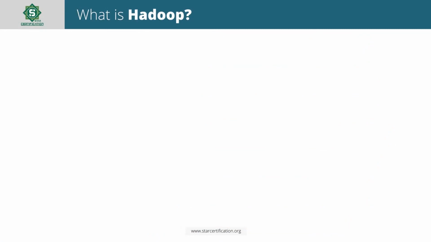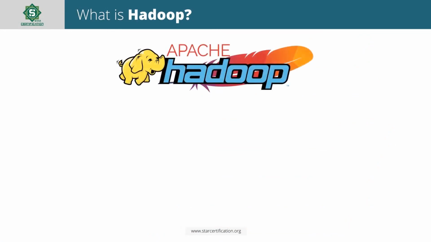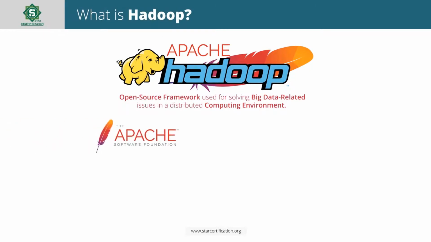What is Hadoop? Hadoop is an open-source framework used for solving big data-related issues in a distributed computing environment. It is sponsored by the Apache Software Foundation. Hadoop is based on the Java programming language. It uses the MapReduce programming model for its functioning.